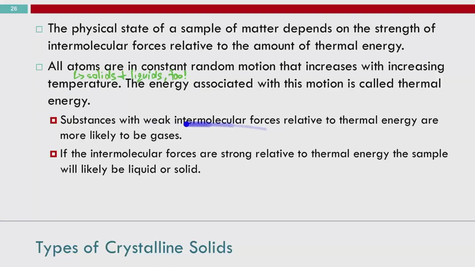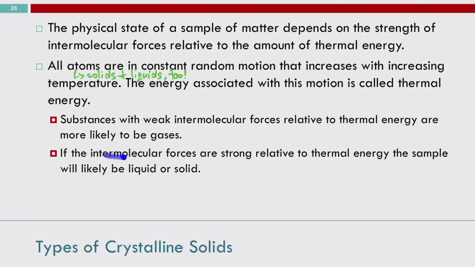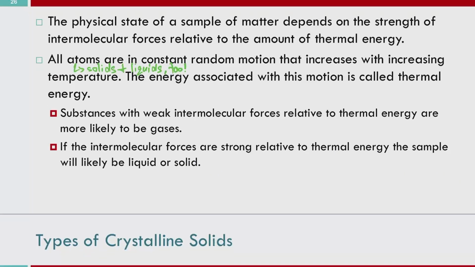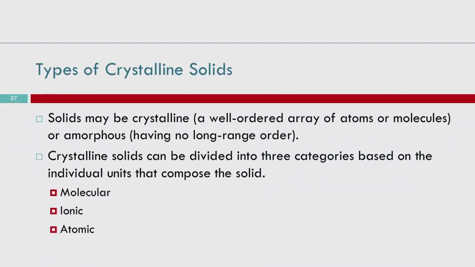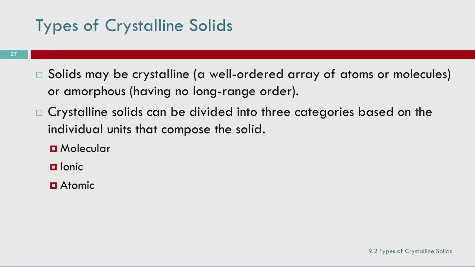Substances that have weak intermolecular forces don't stick together very well. So you give them a little bit of energy and they're going to separate. If the intermolecular forces are strong relative to the thermal energy, the sample is likely to be a liquid or a solid. And we've got a bunch of different types of solids. So we've got crystalline solids. Crystalline solids form, any guesses? Crystals. They form crystals. So solids can be crystalline, meaning they have a well-ordered array of atoms or molecules.